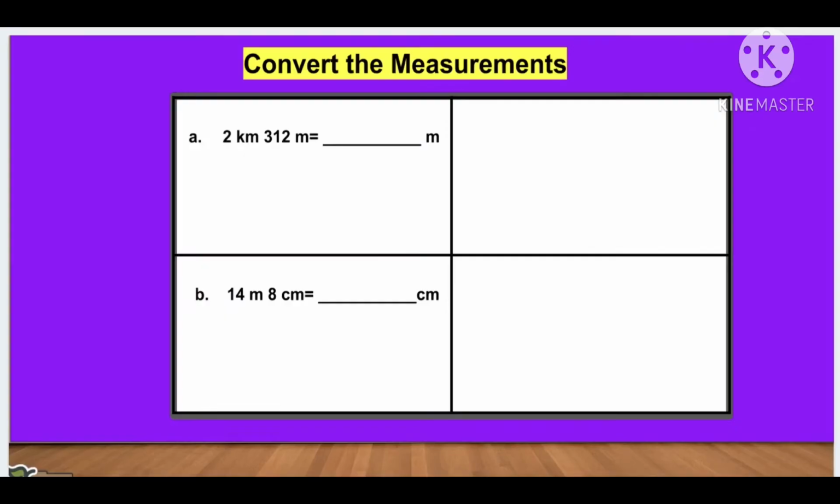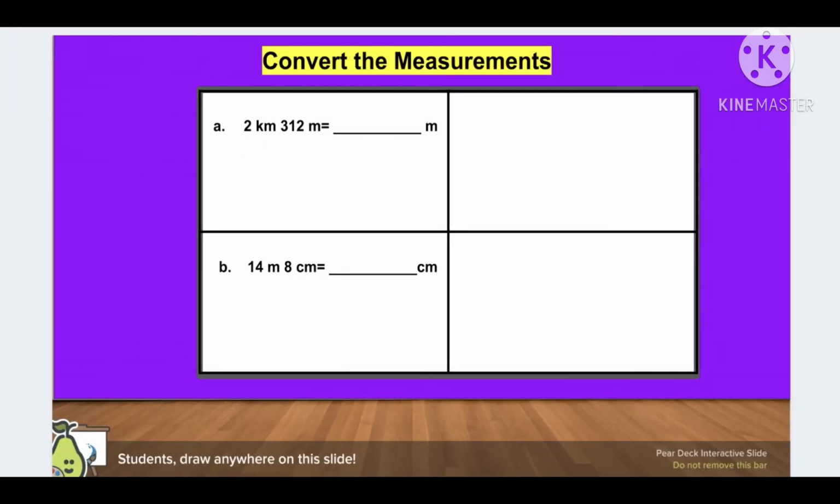Awesome job, you guys. On this last part, I actually want us to work through these problems together. So, we're still converting measurements. I have 2 kilometers, 312 meters equals blank meters. So here, we're actually having to combine different units of measurement. And then we're going to convert at the very end. So let's think about this for a second.